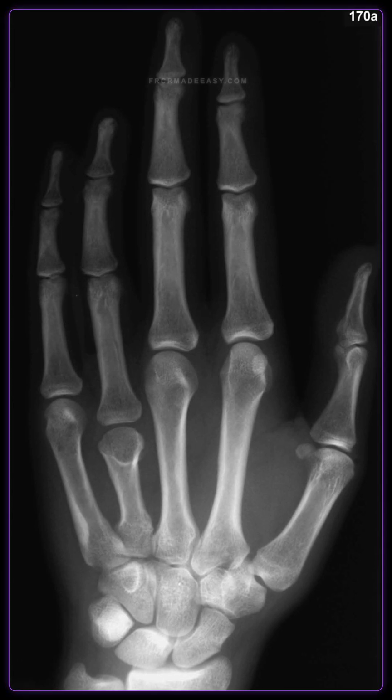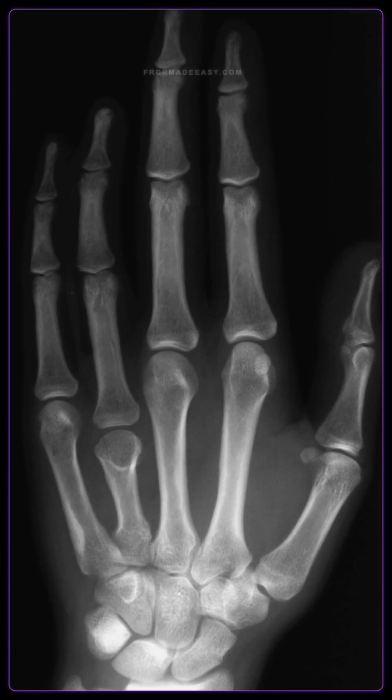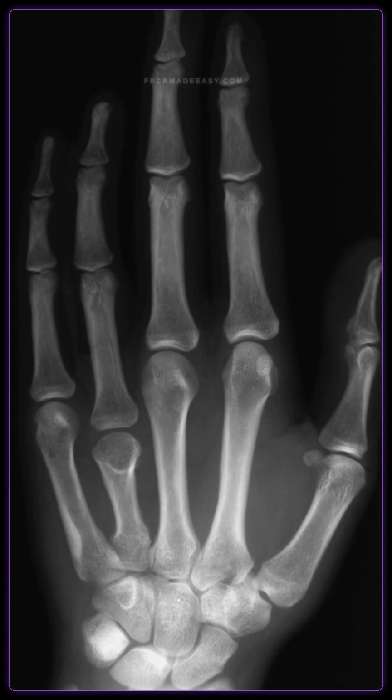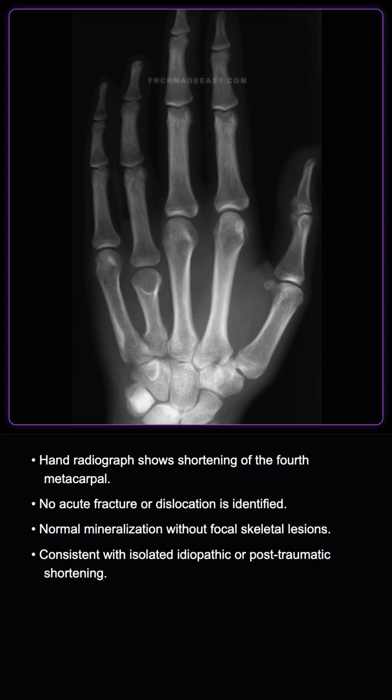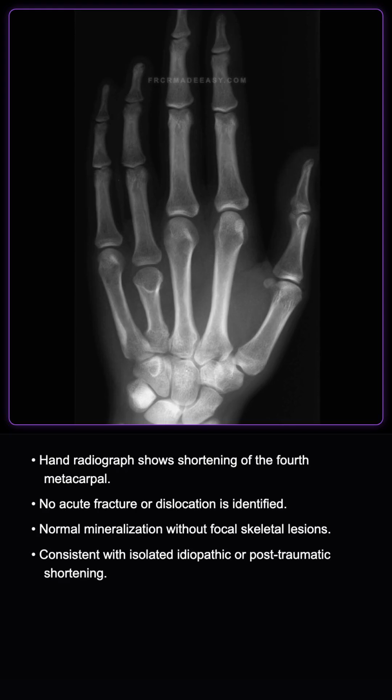A 30-year-old female presents after falling onto an outstretched hand. I am showing you the radiograph of the hand. Describe the findings. Right, so the hand radiograph demonstrates shortening of the fourth metacarpal. No acute fracture, dislocation, or joint subluxation is identified.